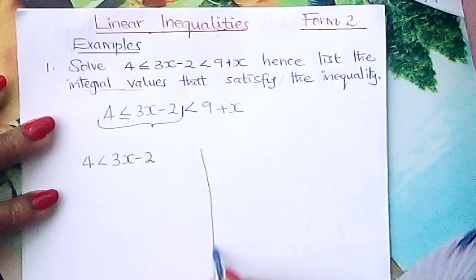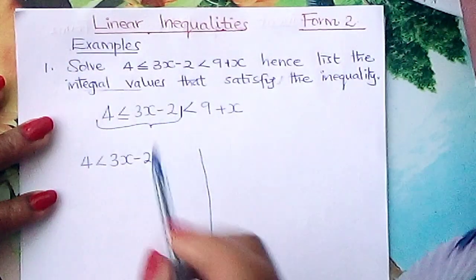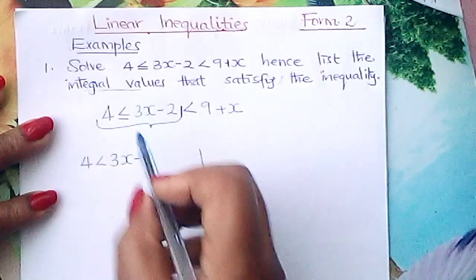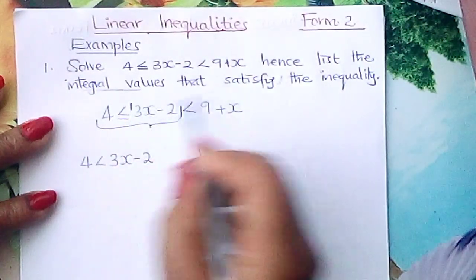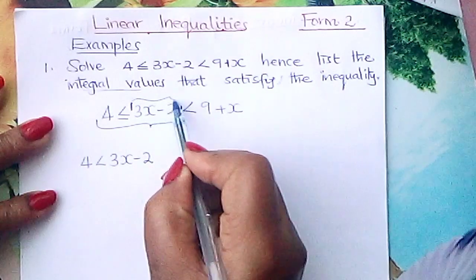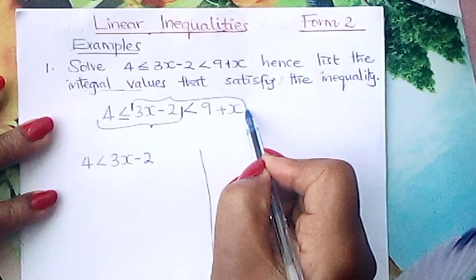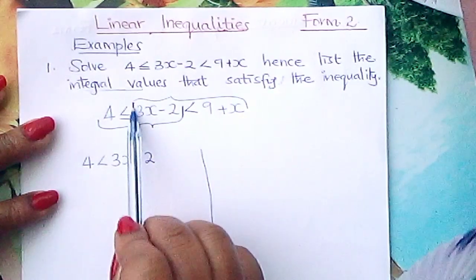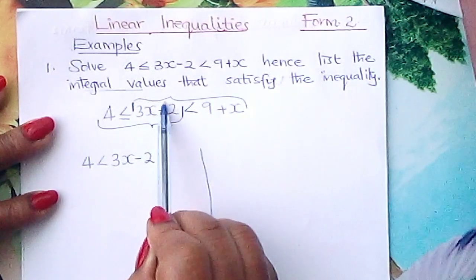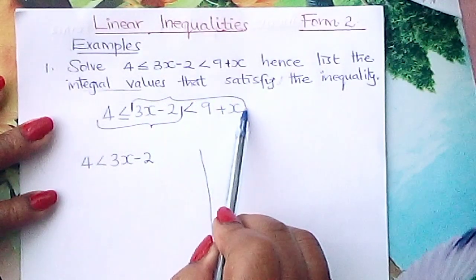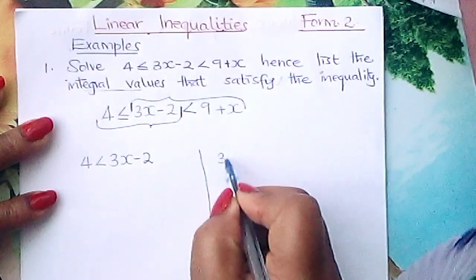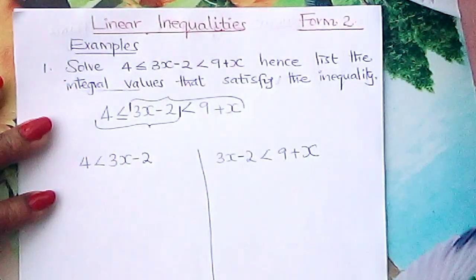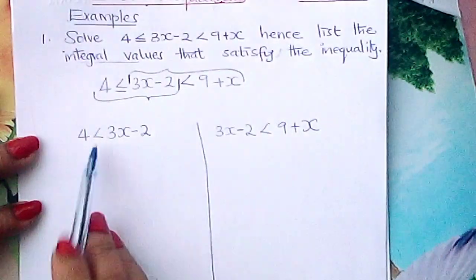The second one, learner, starts from just after the first inequality, all the way up to the end. So we write it down: 3x minus 2 less than 9 plus x. Then we come and solve one at a time.